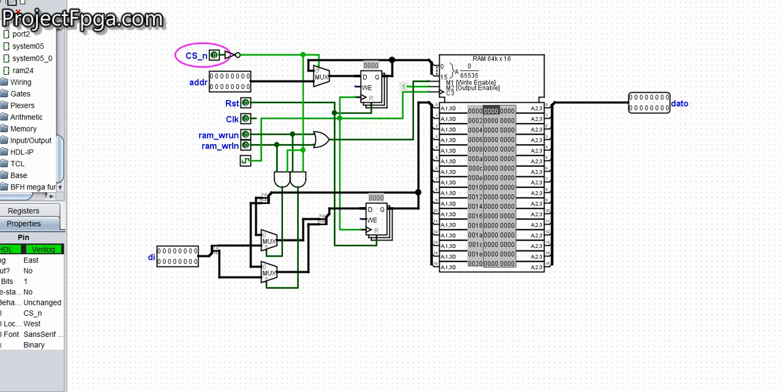Then it also comes here, feeding into these two AND gates. I'll talk about them shortly. Then again, the address comes from the CPU. That is the address of the part of the RAM we want to read.